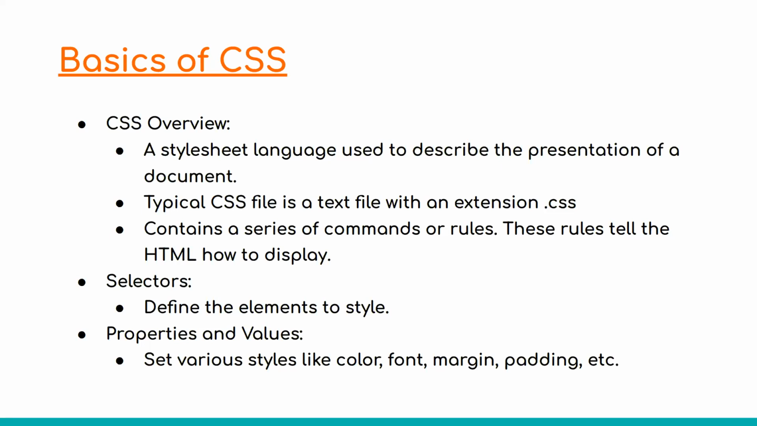So CSS contains a series of commands or rules, and these rules tell the HTML how to display things. Like if you want to add a color, you have a certain property called color, and according to that, you can add some set of rules and commands for the HTML to display that. So there are selectors and properties and values in there. Selectors define the elements of the site. Basically, HTML has a number of elements, and for those elements, we can add styles through this CSS. Various styles like color, font, margin, padding, etc. are properties of CSS.